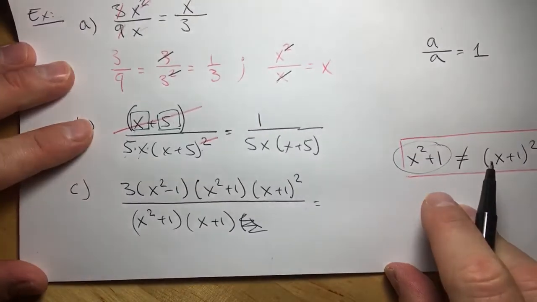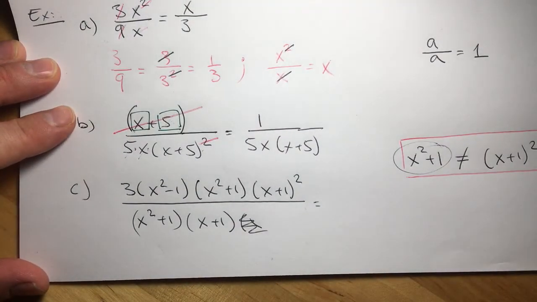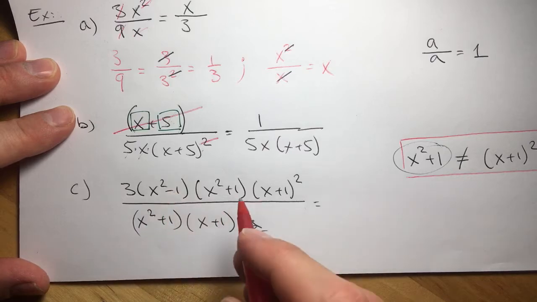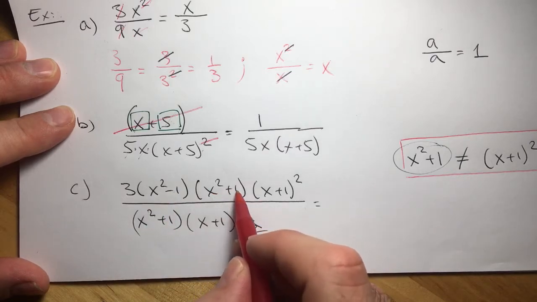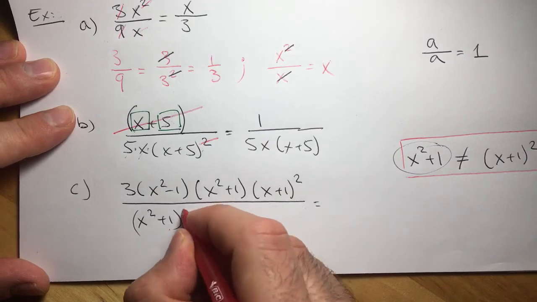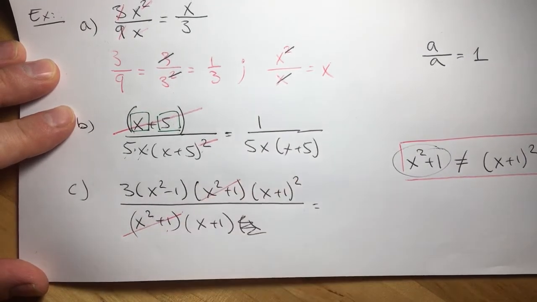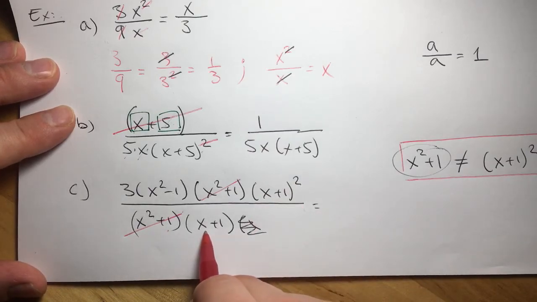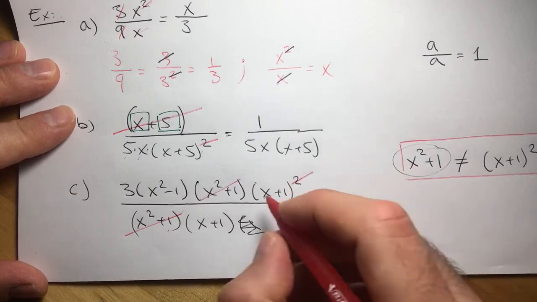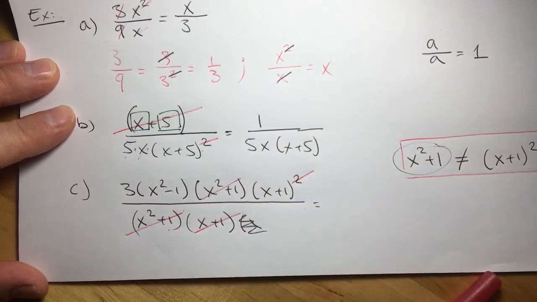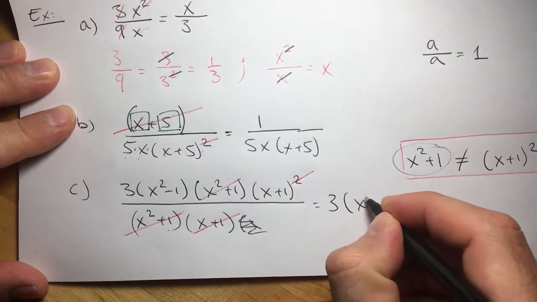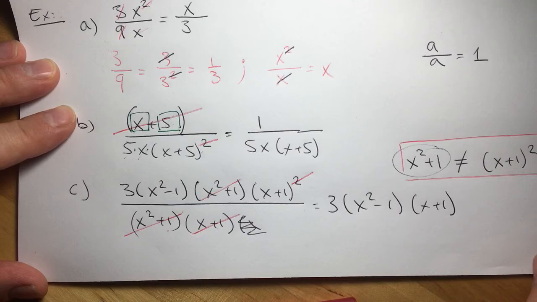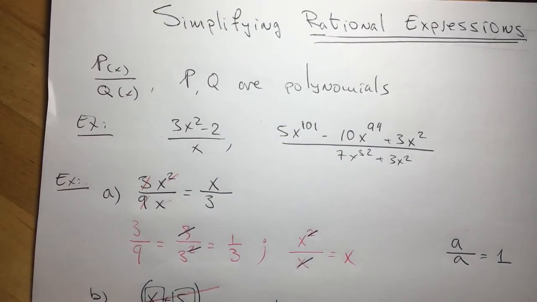So what are the factors that we can cancel? Here I have x squared plus 1, and I have the factor of x squared plus 1 in the denominator, so we cancel those. And here I have x plus 1 squared, and in the denominator I have only x plus 1. So I cancel one factor of x plus 1 in the numerator with the denominator, and I'm left with 3x squared minus 1 times x plus 1.